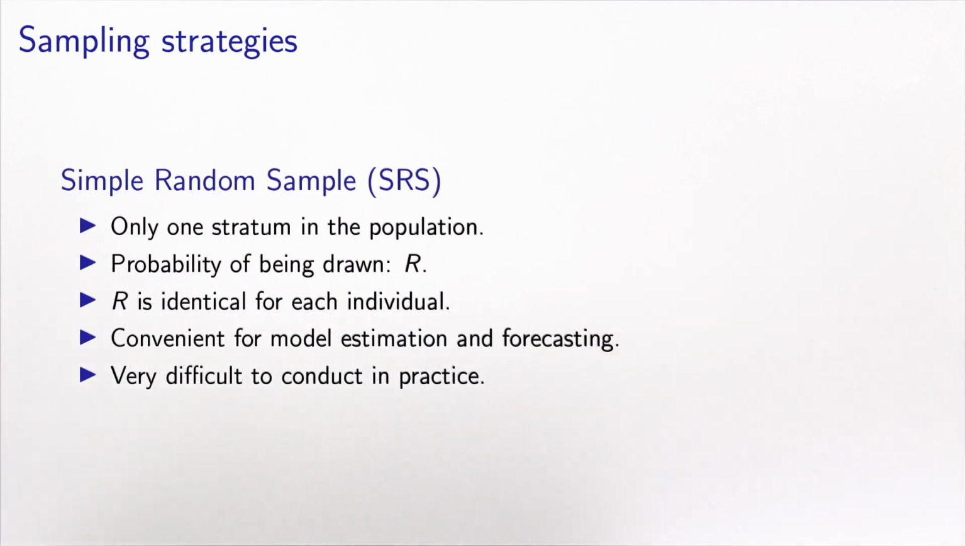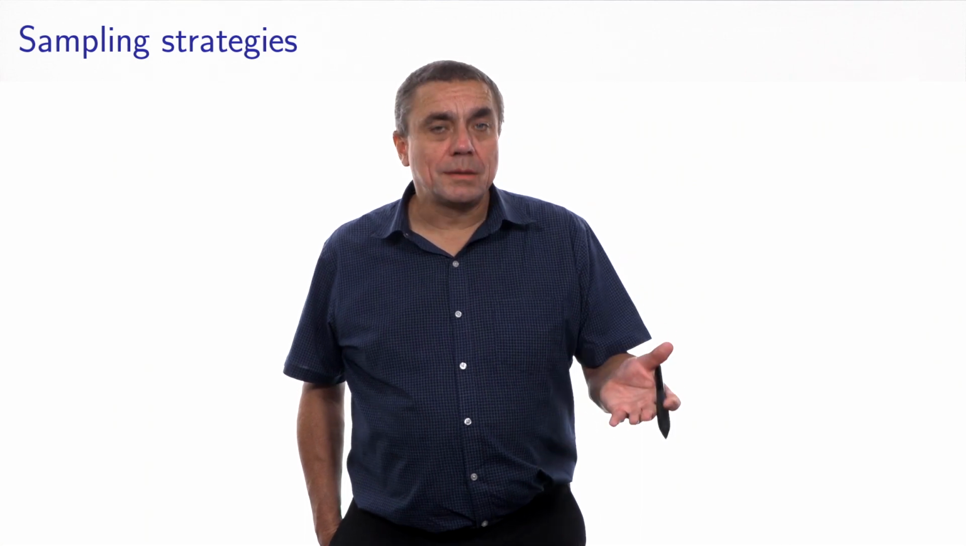The simplest possible sampling strategy is called simple random sample. Basically, it means that we assume that the population is one stratum. There is no partitioning. In this case, the probability of an individual to be selected in the sample is the same for everybody, and I will denote it by capital R here. This sampling strategy is extremely convenient from a mathematical point of view. Actually, if you do so, the sample has exactly the same statistical properties as the full population.